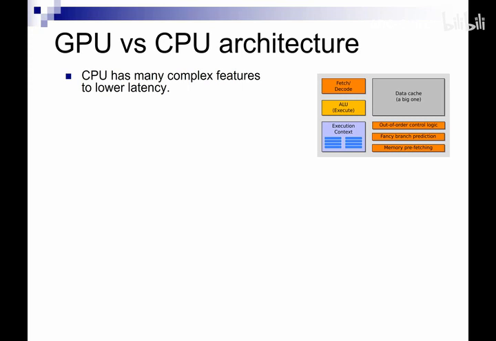This architecture includes many things to make each operation run as fast as possible. For example, on the right here, I have this diagram showing some features of a typical CPU. It might do things like memory prefetching, or a lot of fancy branch prediction, or some out of order operations. So there's a lot happening in a CPU. Oh, and it's got a big cache.